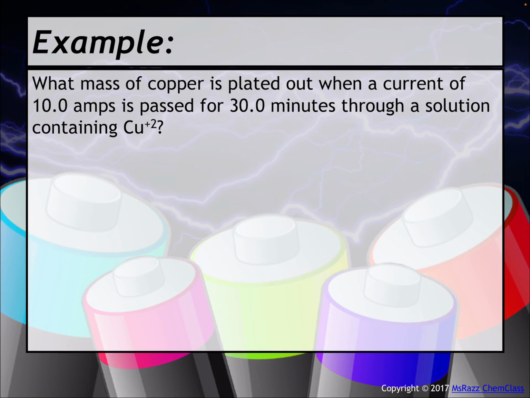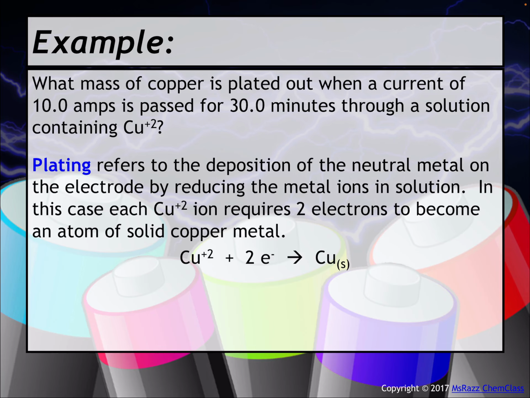Here's a typical example of electrolysis. We want to know how much copper is plated out when a current of 10 amps is passed through a circuit for 30 minutes in a solution containing Cu2+. When we say plating, we mean electroplating a metal. You're causing the metal ions to form a solid on the surface of an object. That's how you get electroplated things: you dip them into a plating solution.